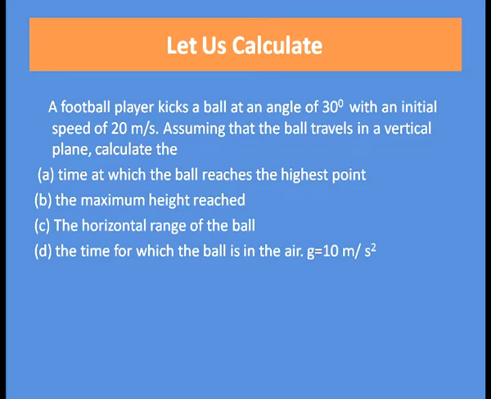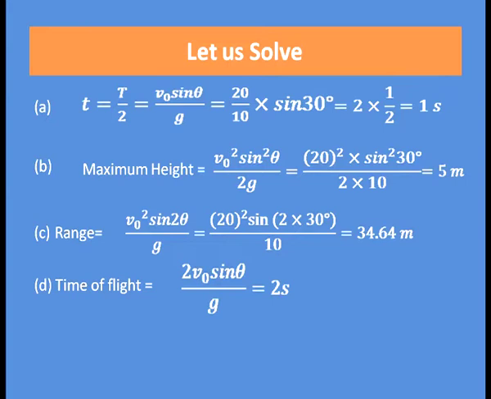So, now let us find the solution. As we know, the time required to reach the maximum height t equal to the total time of flight divided by 2, that is capital T by 2, which is equal to v 0 sin theta divided by g, and v 0 equal to 20 meter per second, it is given, g equal to 10 meter per second square.